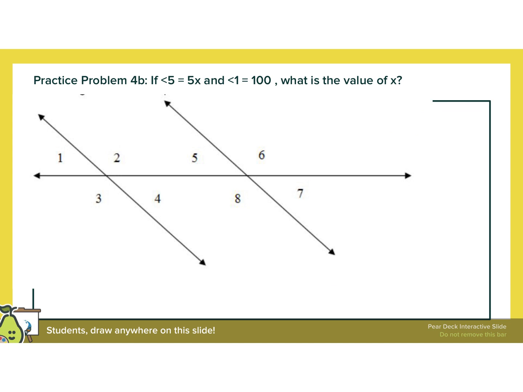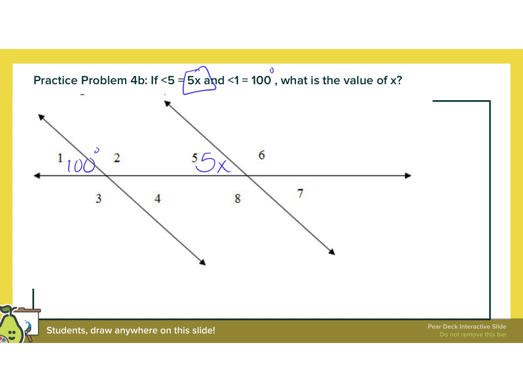So for part B, angle 5 is 5x, and angle 1 is 100. So it's not the same numbers anymore, all right? Different numbers. 100 degrees. I can't do the degree symbol when typing. So what's the value of x?